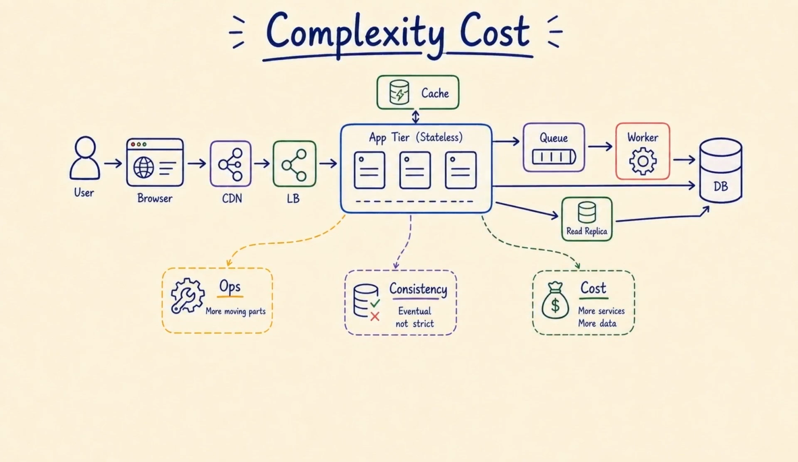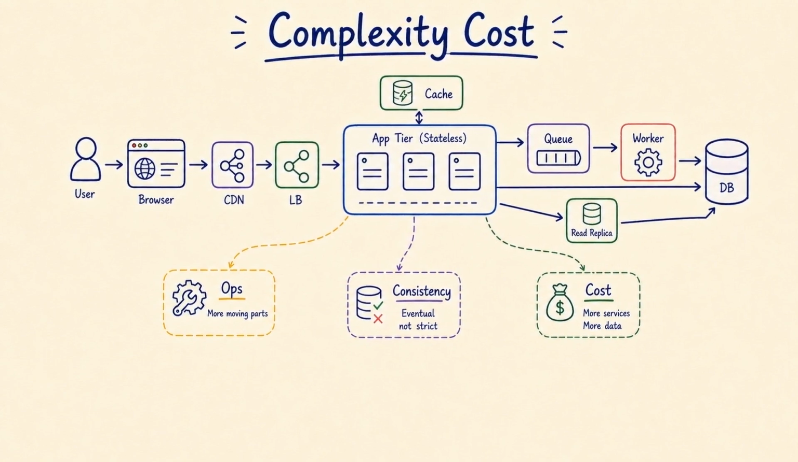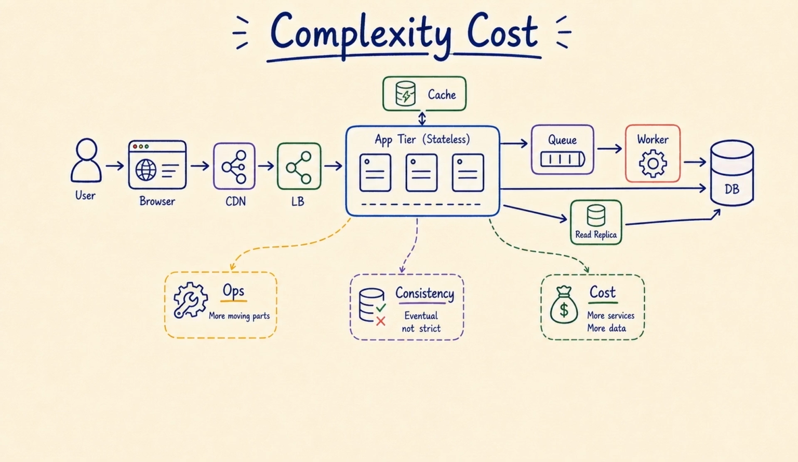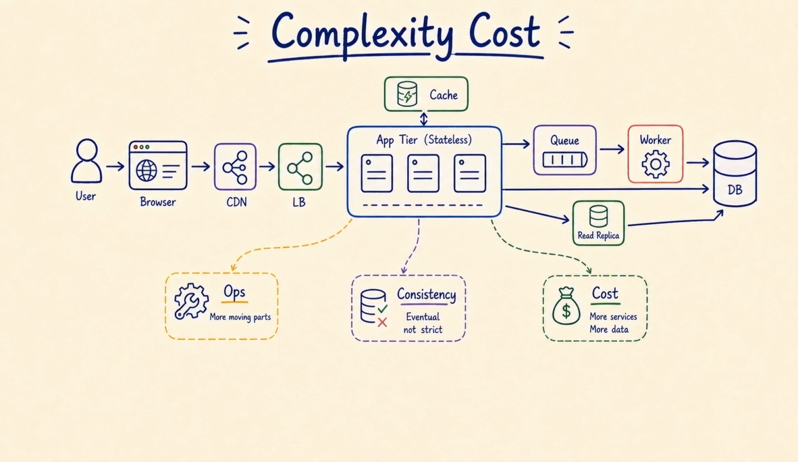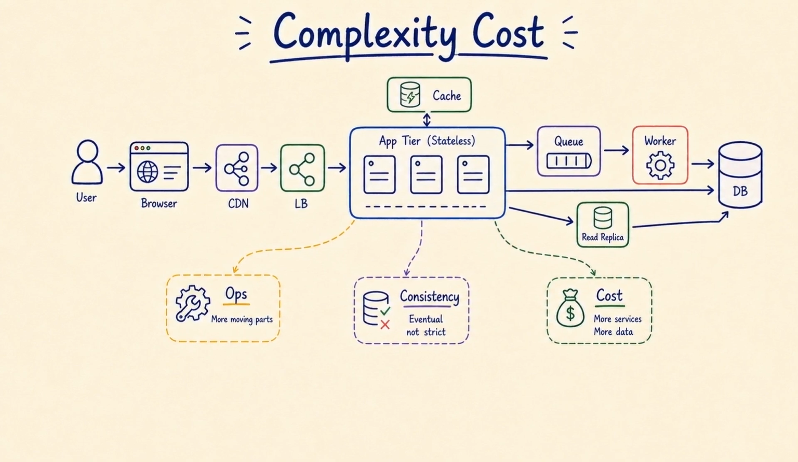But there is always a bill to pay. The cost of the stronger design is every new layer adds operational work, consistency questions, and cost you have to justify. That trade-off is the real system design conversation.